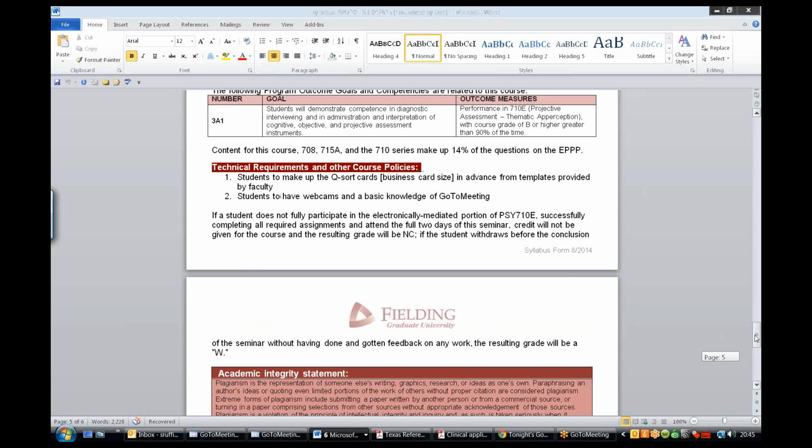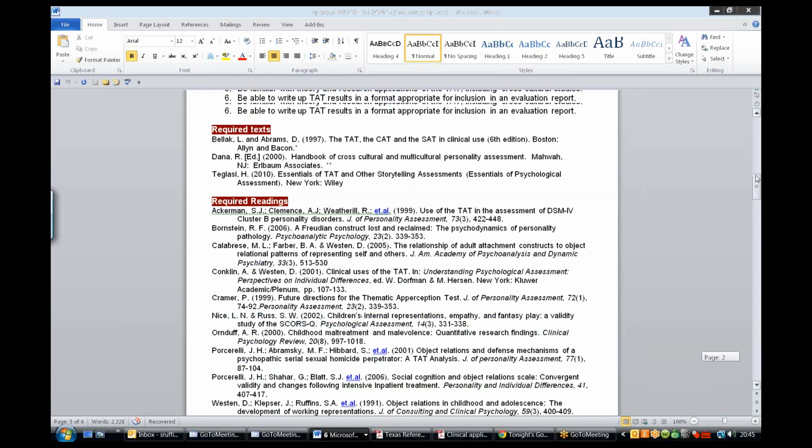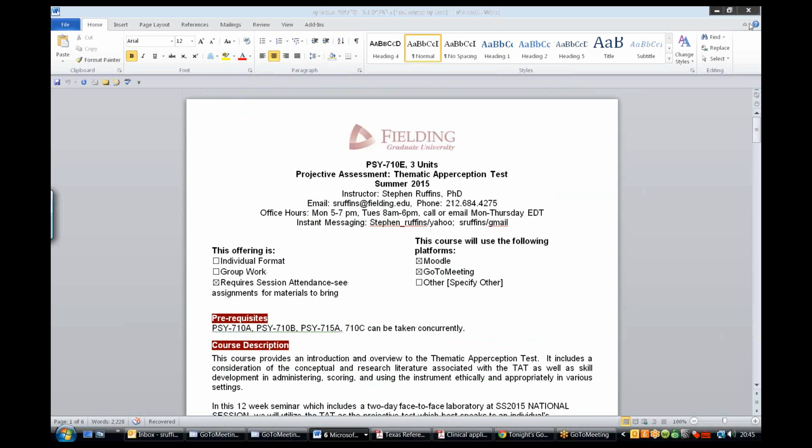Does anybody have any questions? Dr. Effens, this is Rewa. I hope this is not too ignorant a question, but I'm reading that we have to create our own Q-sort cards, and I really don't know what that is.